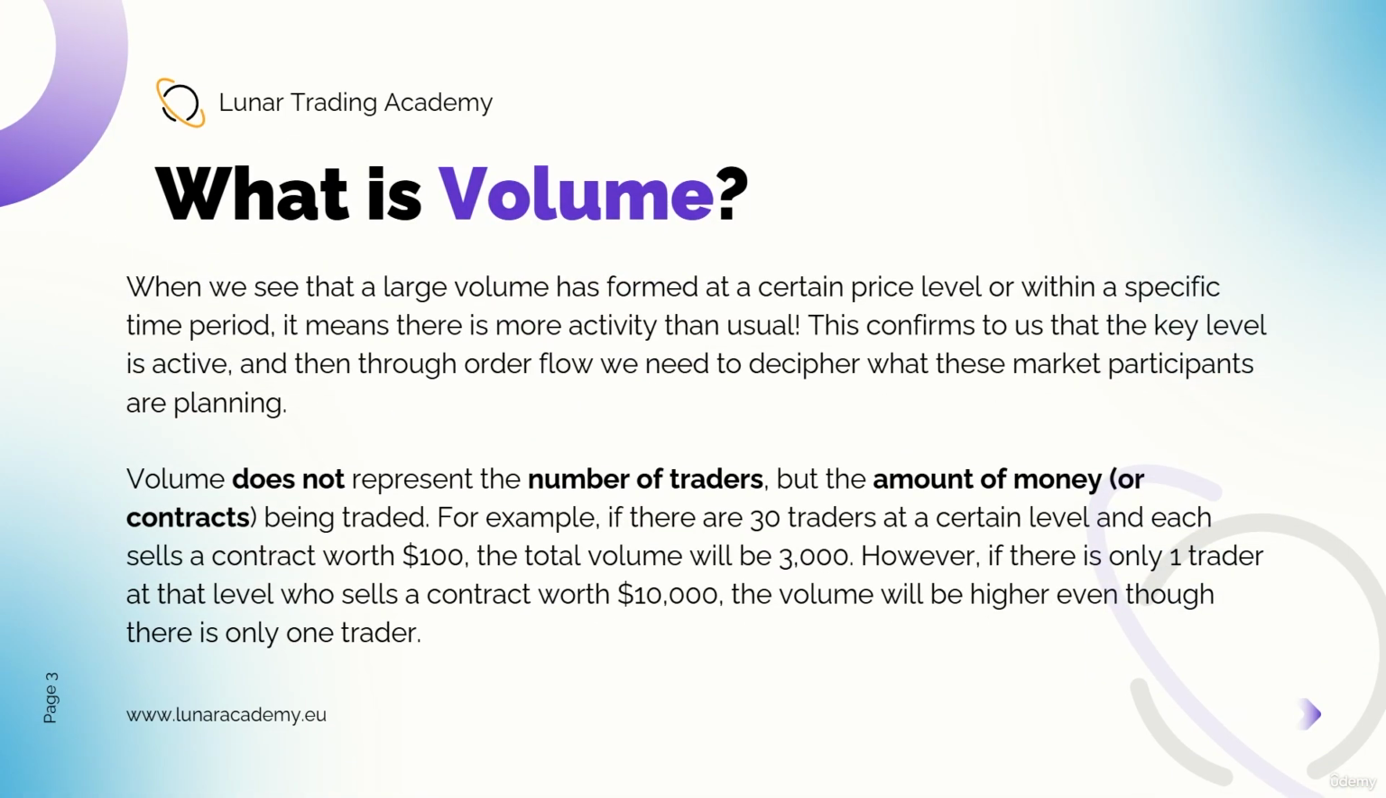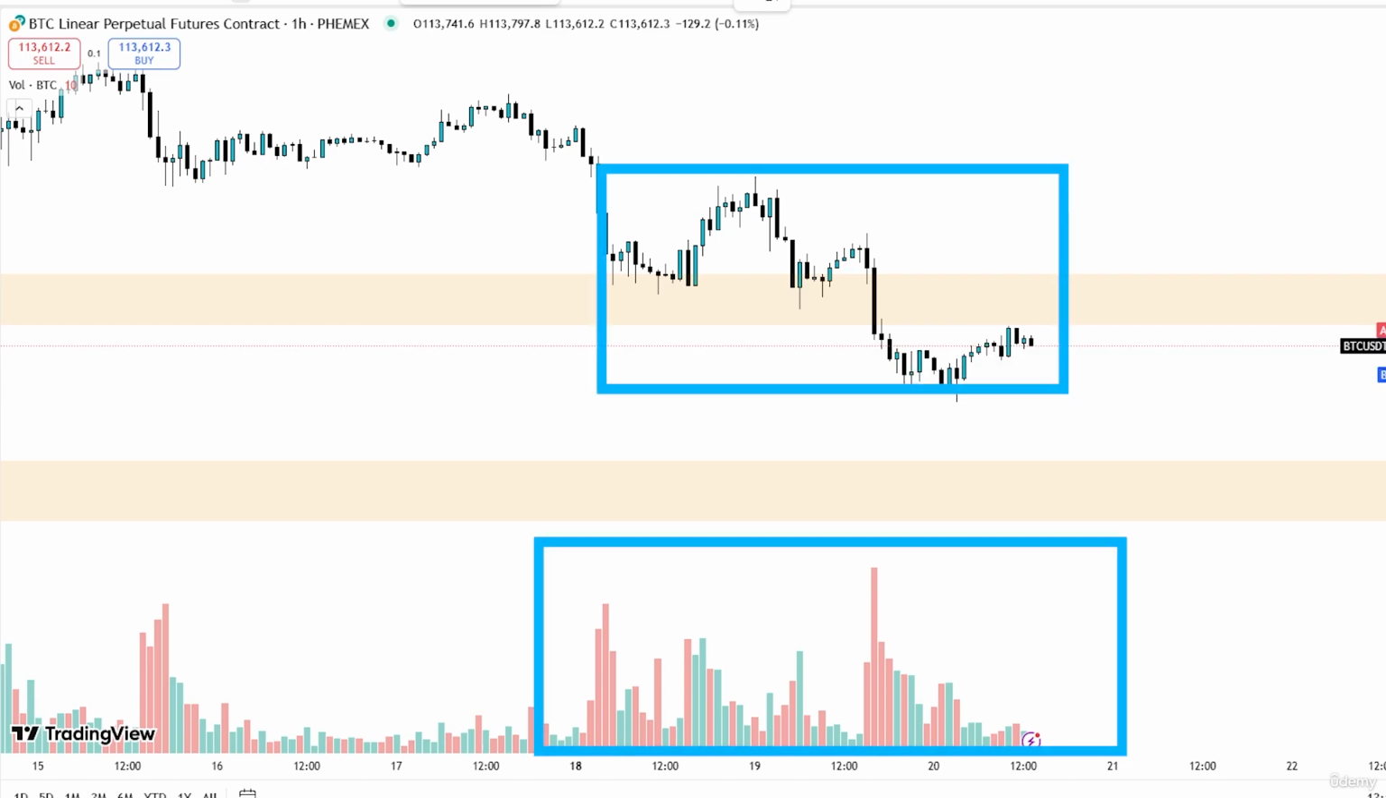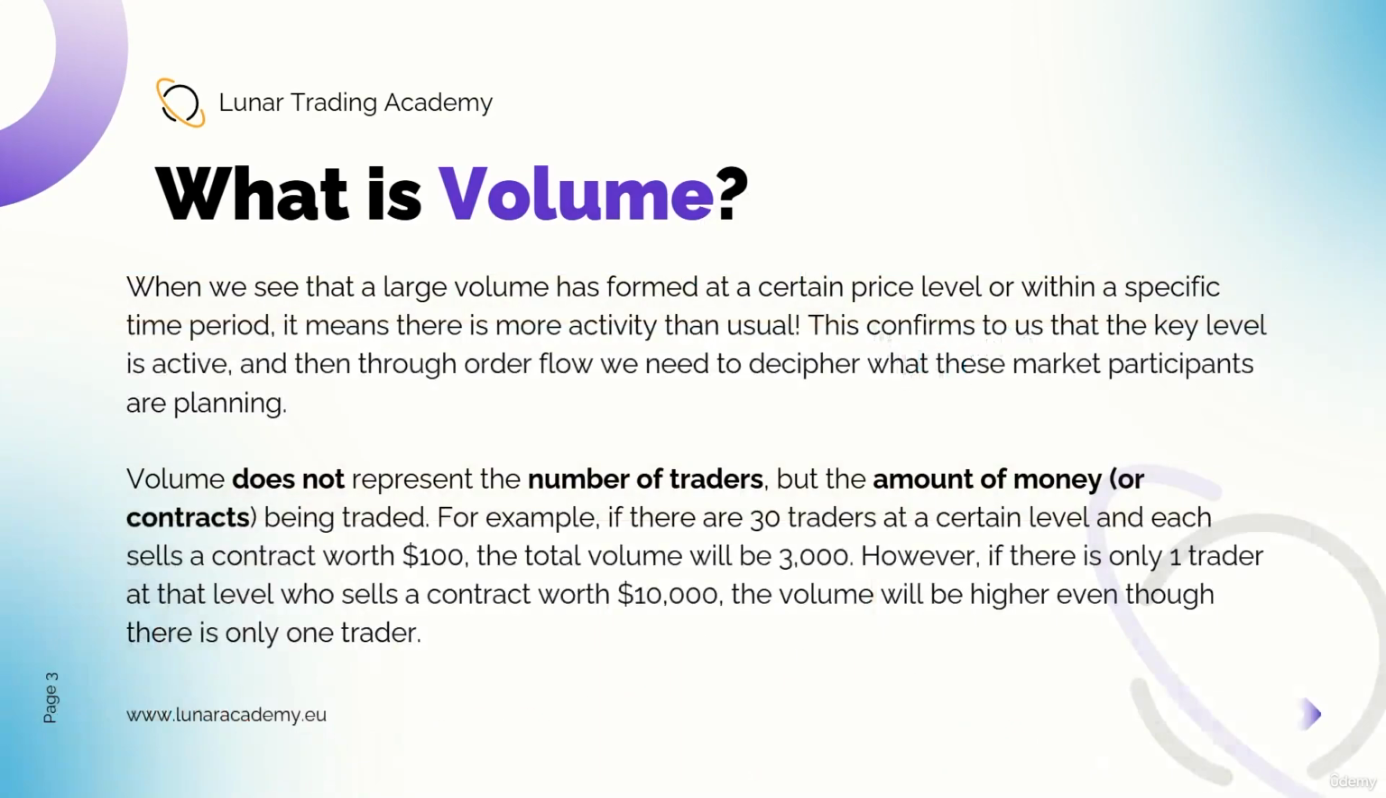When we see that a large volume has formed at a certain price level or within a specific time period, it means there is more activity than usual. This confirms to us that the key level is active, and then through order flow we need to decipher what these market participants are planning.